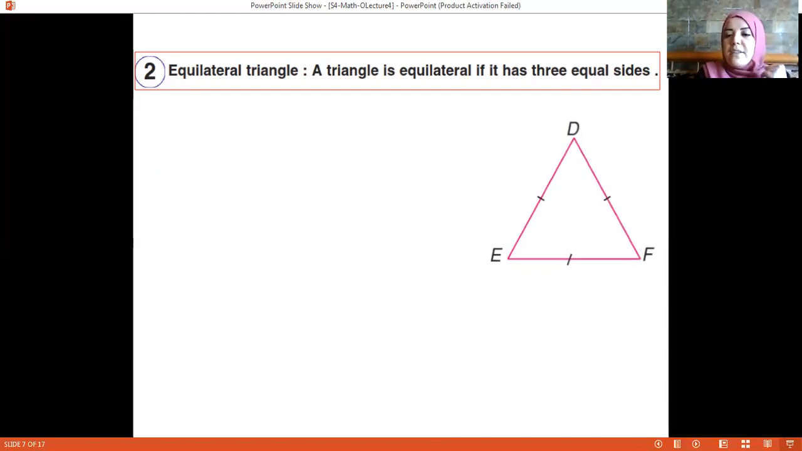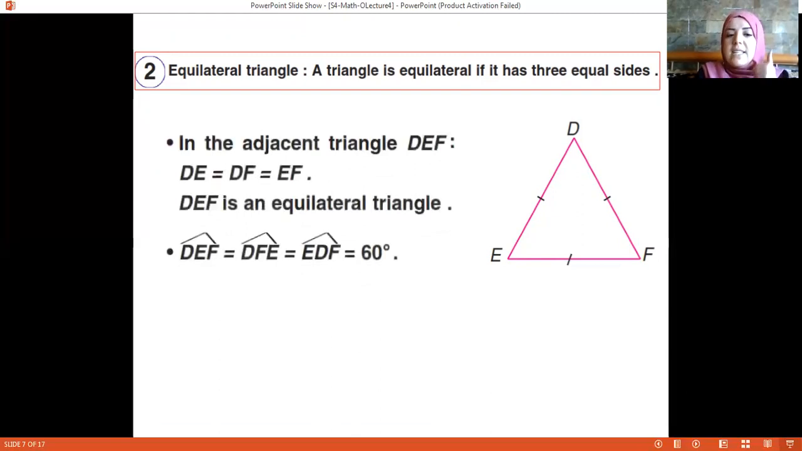Okay, so if you look at the figure, we have a triangle DEF. It's an equilateral triangle. So DE equals DF equals FE. And DEF equals DFE equals EDF. And all of them are 60s because you know that a triangle is 180 and all of them are equal, so we divide the 180 by 3, so each one of them is 60. Okay, we are going to learn about this later on, never mind, but you have to keep in mind that in an equilateral triangle, because we have three equal sides and three equal angles, each angle is 60 degrees.